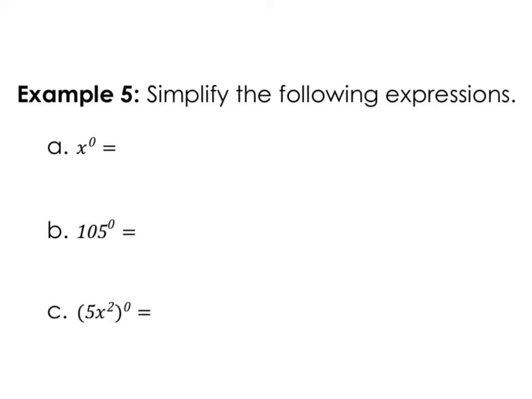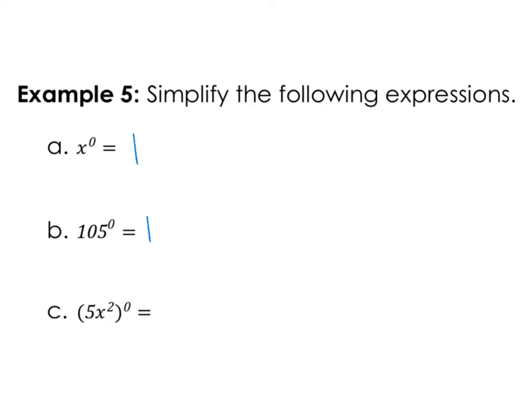Now, that's a rule. So on this first one, if I have x to the 0 power, it's going to equal 1. If I have 105 to the 0 power, I type that into my calculator, I also get positive 1.